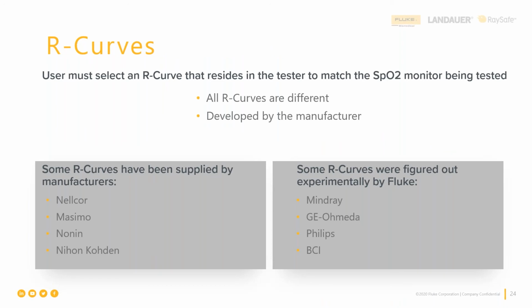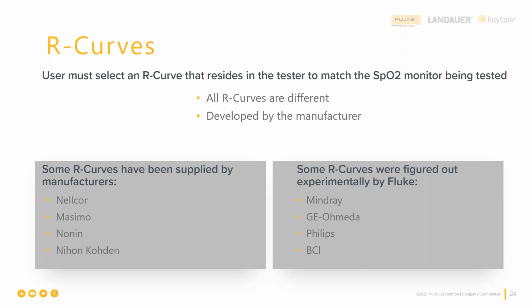All right, R curves, I think we've gone through this a lot. R curves that are built into our oximeter readings are on the screen. The one that is a good place to start anyway with creating custom R curves is the Nellcore R curve. But all of these R curves are different. They're developed by the manufacturer. We've already talked about that.